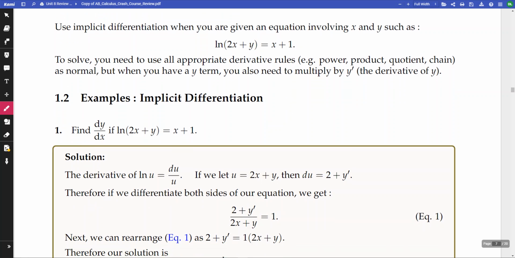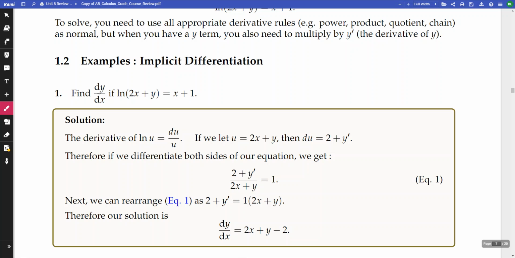So let's take that example and say, hey, what if I want to find the derivative of the natural log of 2x plus y being equal to x plus 1? And I want to find dy dx, the rate of change of y with respect to x. So we know that the derivative of the natural log of u is du over u, right? And if we let u be 2x plus y, then the derivative of u with respect to x, because we're saying our variable is x, is going to be du is equal to 2 plus y prime, right?